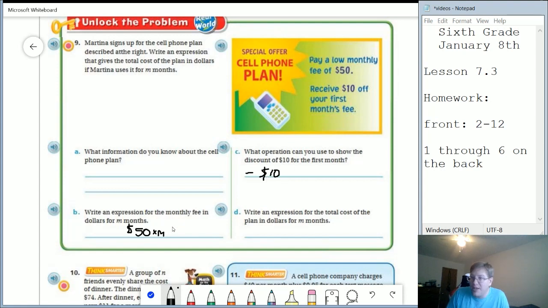If we do it for 1 month, if that's even an option, it would be $50 for that month minus the $10, which would give us $40, which would be the first month's amount. So we can go ahead and combine that together. So we can do $50 or do 50M minus $10.